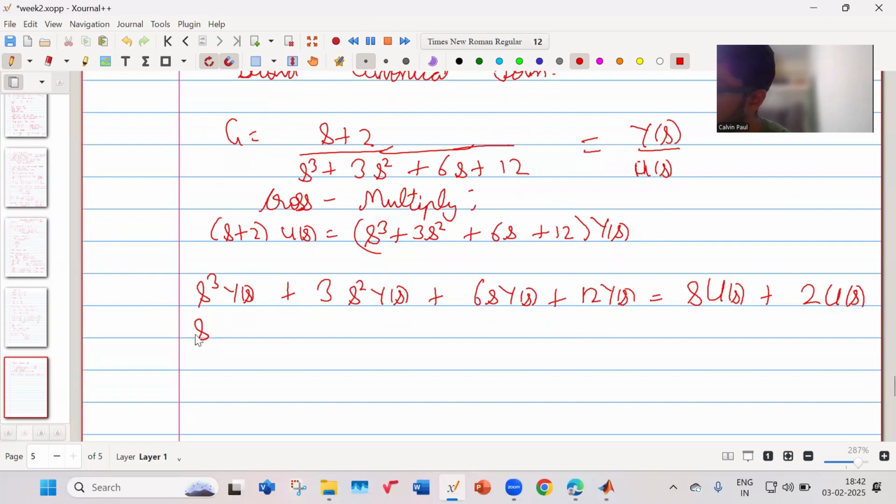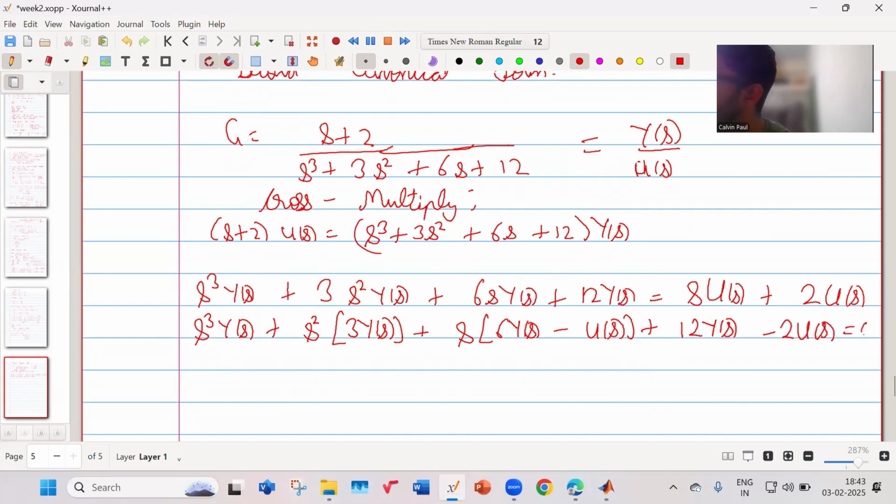We consider terms of s cube. So s cube into y of s plus s cube into 3y of s, right? Plus s into 6y of s minus u of s plus 12y of s minus 2 u of s is equal to 0. Okay, so this is the representation.